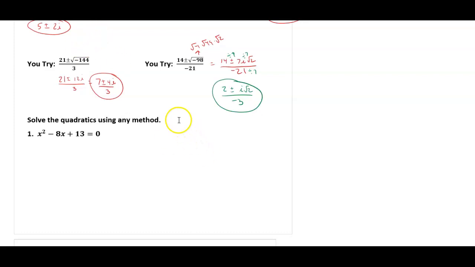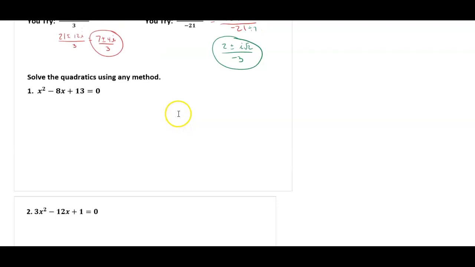Okay, so where this is important is if I'm going to solve quadratics now, I can either complete the square or use quadratic formula. Many of us might use quadratic formula. So I find the discriminant, which would be negative 8 squared minus 4 times 1 times 13. And my discriminant here ends up being 12.